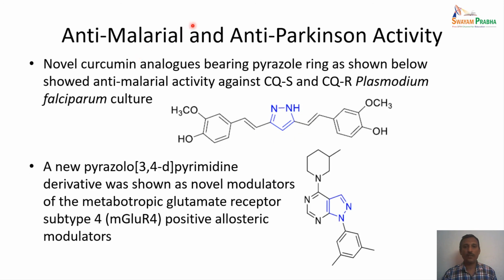And in the case of anti-malarial and anti-Parkinson activity, the first compound shows very high activity against CQS and CQR Plasmodium falciparum cultures. And the 3,4-d pyrimidine derivative as shown here is a novel modulator of the metabotropic glutamate receptor, a positive allosteric modulator. So its anti-Parkinson activity is highly established.